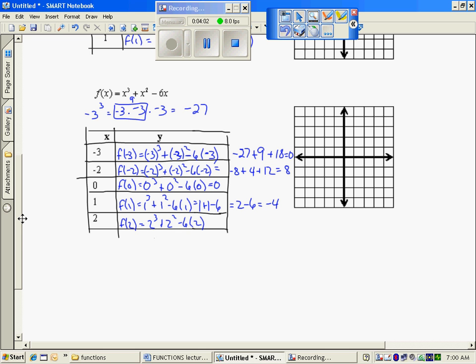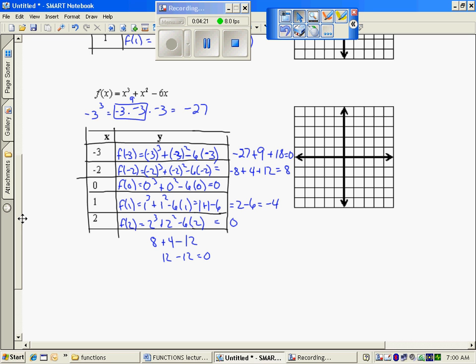2 cubed is 8. 2 squared is 4. 2 cubed, 2 times 2 is 4, 4 times 2 is 8. 2 squared, 2 times 2 is 4. Minus 6 times 2 is subtract 12. 8 plus 4 is 12. 12 take away 12 is 0.